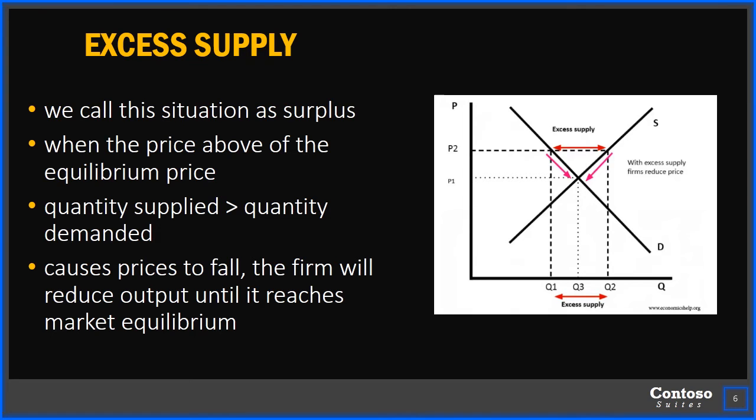Based on the figure, the original market equilibrium is at price P1 and quantity Q3. So, when the price of the goods or services increases from P1 to P2, excess supply or surplus happens. The excess supply is from Q1 to Q2. Excess supply causes the price to fall. So, the firm will reduce output until it reaches market equilibrium.